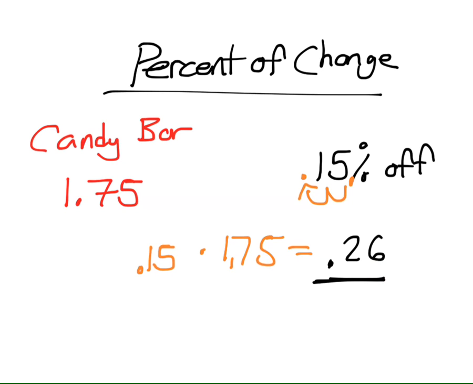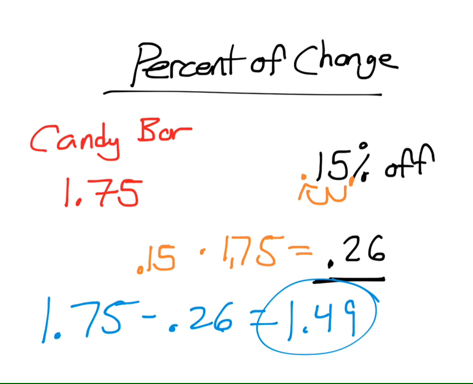So to figure out what the final cost is, I'm obviously going to do what then? Yeah, just subtract it from the original. I'm going to take my $1.75 and subtract my 26 cents, which gives $1.49. So that's how much I would actually pay for this candy bar, right? Now that's when I figured out how much percent off it is.